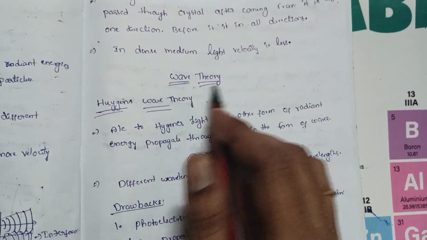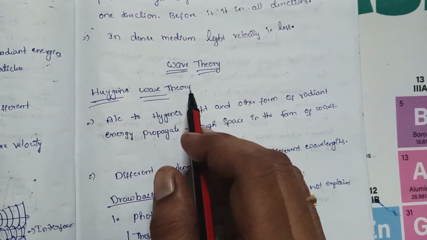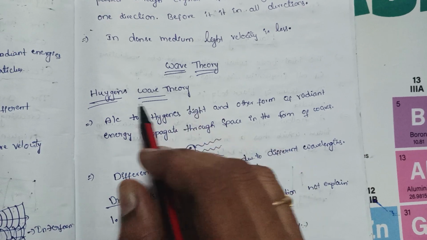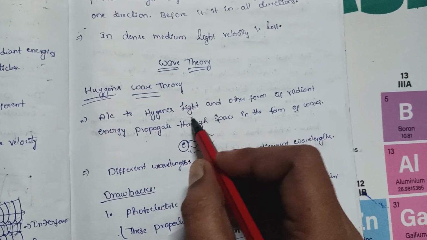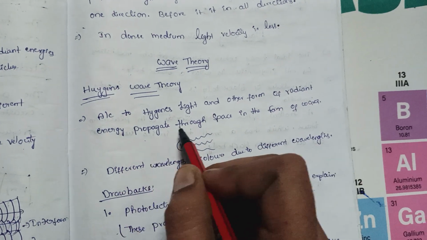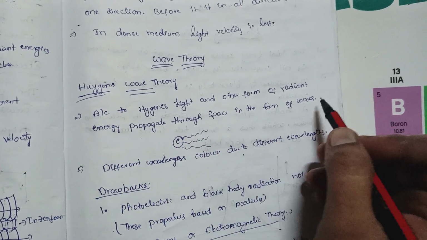Next one is wave theory. It was proposed by Huygens. It is called Huygens wave theory. According to Huygens, light and other forms of radiant energies propagate through space in the form of waves.